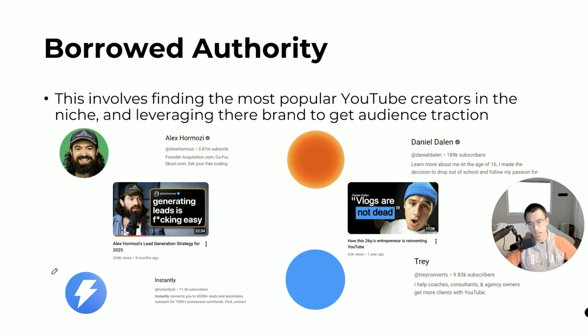So what Instantly AI did, which is lead generation software or cold email, is they took the idea of Alex Hormozi's lead generation strategy for 2025, and it did super well. It got 254,000 views. Their channel is only 71,000 subscribers. And if I'm correct, that was 8 months ago. So that means the video got that many views when they probably had fewer subscribers.